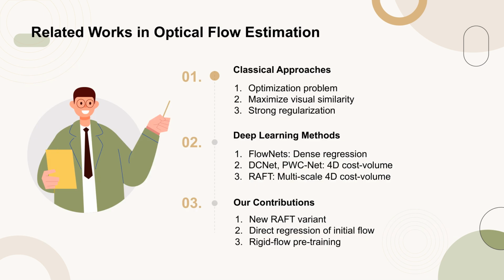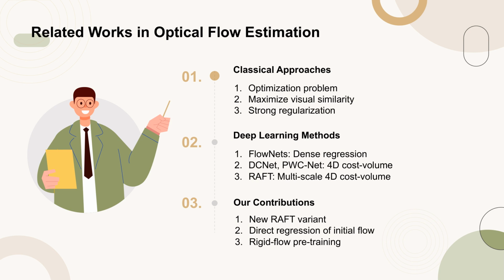In the field of optical flow estimation, classical approaches treated the problem as an optimization task aimed at maximizing visual similarity between corresponding pixels, often with strong regularization. Recent advancements, however, have shifted towards deep learning methods. For instance, FlowNet approached optical flow as a dense regression problem, utilizing stacked convolution blocks for prediction. More sophisticated models like DCNet and PWC-Net introduced the concept of a 4D cost volume to explicitly model pixel correspondences. RAFT further enhanced this approach by combining multiscale 4D cost volumes with recurrent iterative refinements, leading to significant improvements.